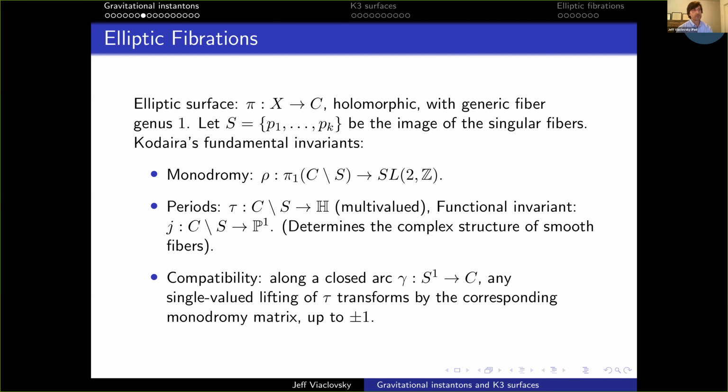There's a compatibility between these. As you go around a closed arc around one of the singular points, you can take a single-valued lifting of tau, and this transforms by the corresponding monodromy matrix, thought of as a fractional linear transformation, up to plus or minus 1. That's the compatibility condition. So these are the fundamental invariants, and I'll refer to these a lot in the following.